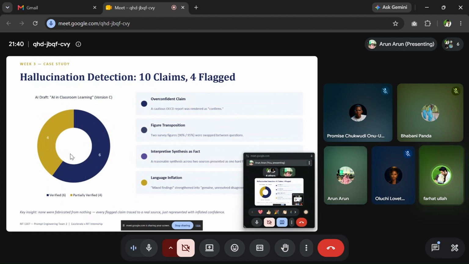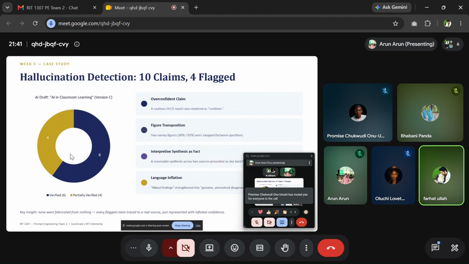The third problem, a guess shown as fact. The AI combined two sources into one strong claim, but it was really just a reasonable guess. Fourth problem, a scale slide: a stronger word than needed, mixed findings became a clear unresolved disagreement. The key lesson: nothing was fully made up. Every claim came from a real source, just explained with too much confidence. Go for slide 8.